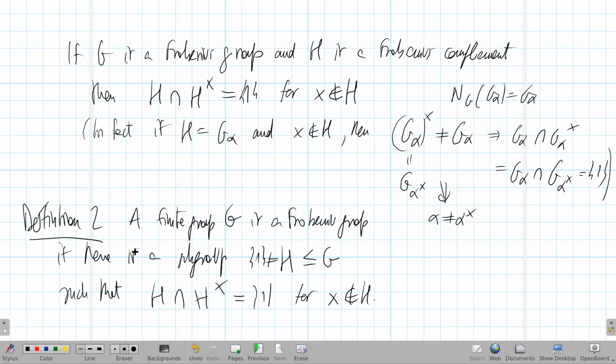So the second definition is this: G is a Frobenius group if there is a non-trivial subgroup H such that the intersection of H and any conjugate is 1 when x does not lie in H. Of course, we have just proved that definition 1 implies definition 2, where definition 2 requires a subgroup H with certain properties, and the subgroup H, once you have definition 1, is exactly G_alpha, any stabilizer. Now let's prove that definition 2 implies definition 1.